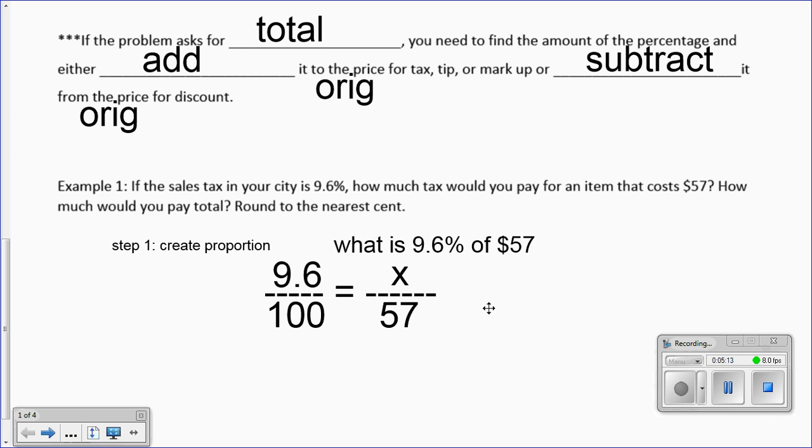Okay, now that I have a proportion, I can cross multiply. So I'm skipping a couple steps that I've shown you before, just because I think you guys already have it and you don't need to see it. So when I'm multiplying 9.6 and 57 multiplied together gives me 547.2, I don't know, what's that?